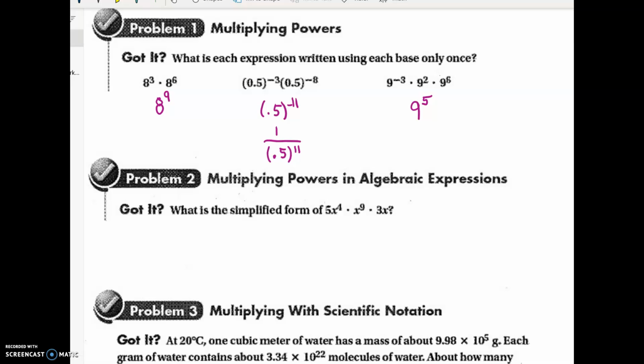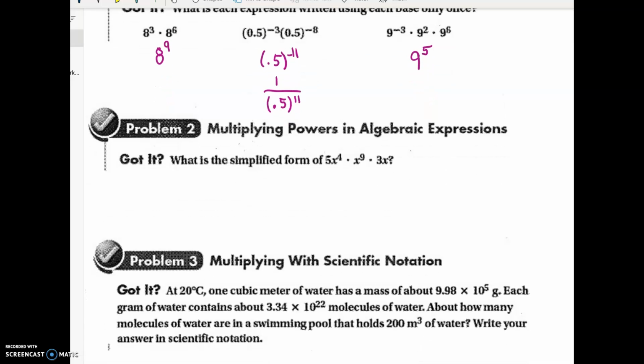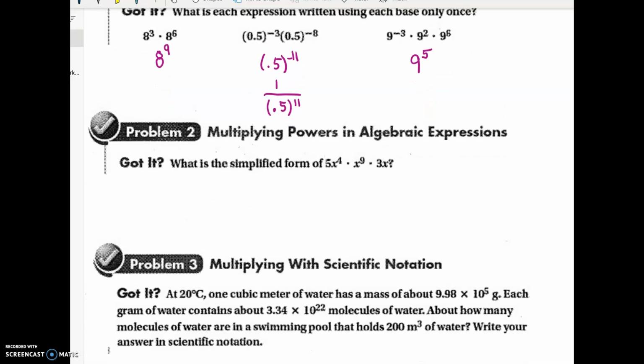The second problem, same idea. We're simplifying. We're only going to be adding the exponents of the bases that are in common. But notice there's a 5 and a 3 also, and those numbers will have to be multiplied together like we normally would. So I would do 5 times 3 first. And then I have x as my like base. I have x to the 4th, plus I want to add the 9th.